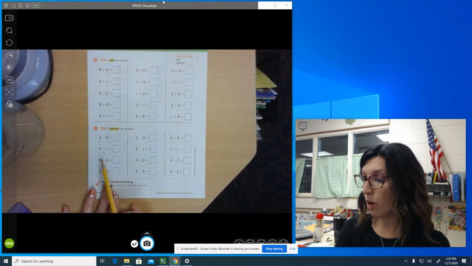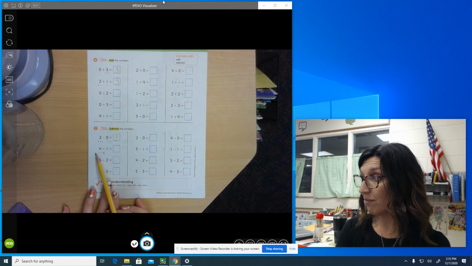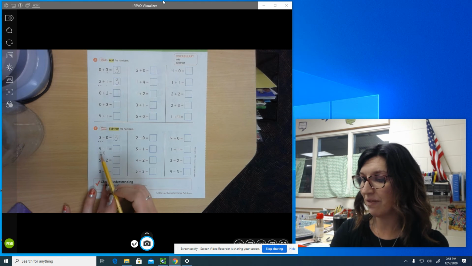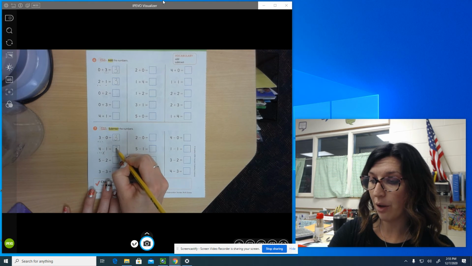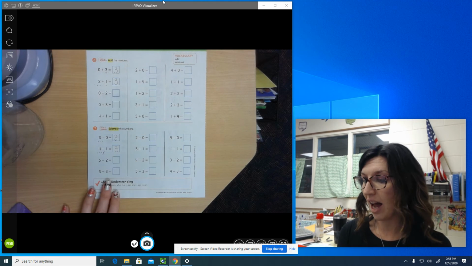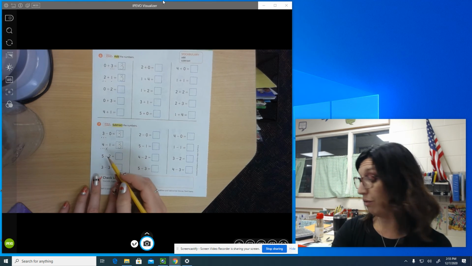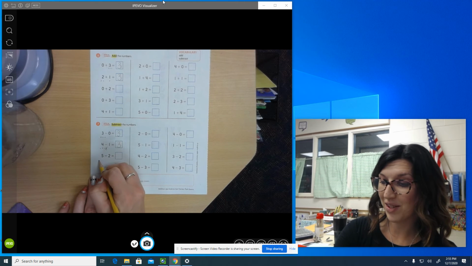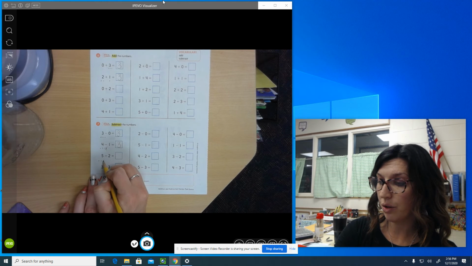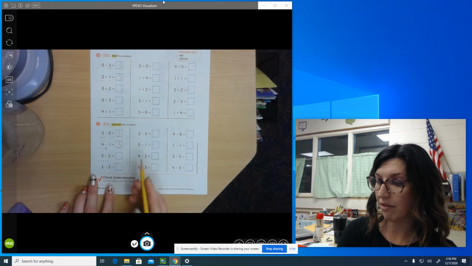4 minus 1 is how many? 3. Let's count and see if you're right. 1, 2, 3. Remember, I only count the ones that are not crossed out. I'm going to do one more with you. Here we go. What number do I have first? 5. So I'm going to draw 5 dots. 1, 2, 3, 4, 5.